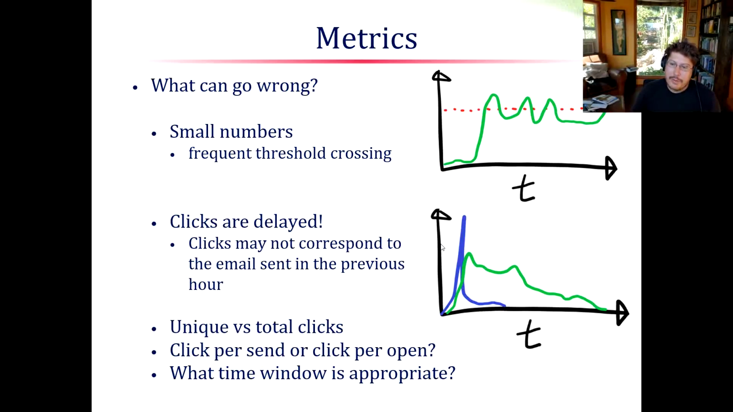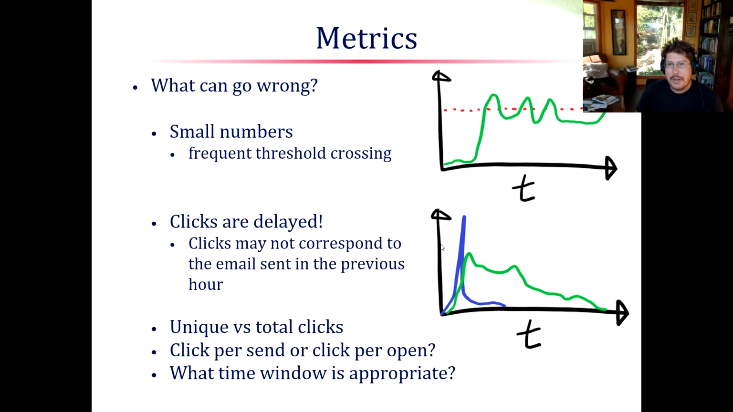Another issue is this idea of unique versus total clicks. If you send an email out to a bunch of people, it's possible that some of those people will click more than one time. And you may not actually be interested in those people who click multiple times. So you may want to see unique clicks, which is, in plain English, instead of saying how many clicks happened divided by how many emails were sent, what you really want to know is how many people clicked divided by how many emails were sent, right? So people clicked is unique clicks. It's clicks per person.